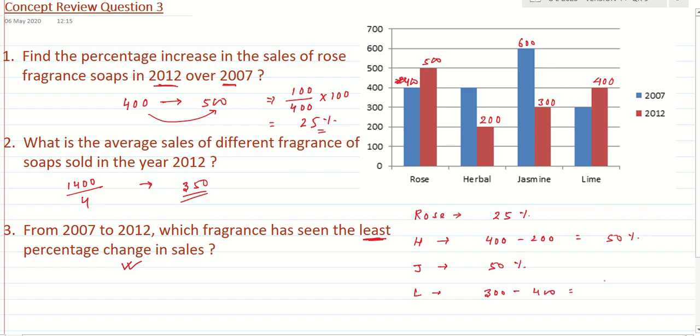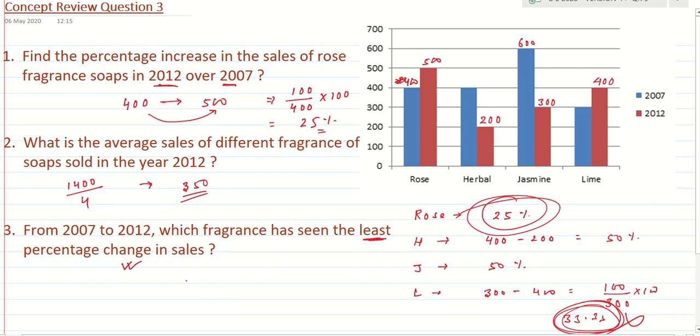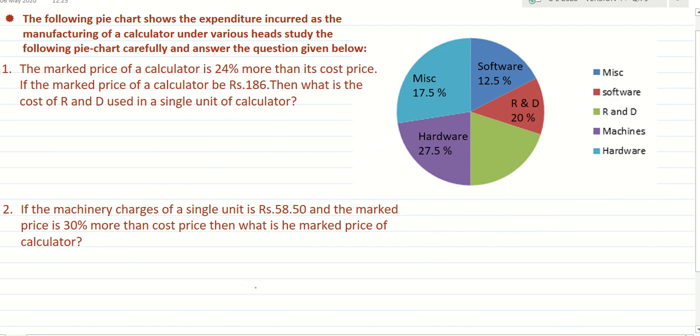Correct. So what is the difference? 100. Divide by 300 into 100. So how much will you get? 33 point. This is the only least change. Least is rose, sorry. Correct. That is 25 here, not this one. So rose is my answer. Correct. Okay, good.